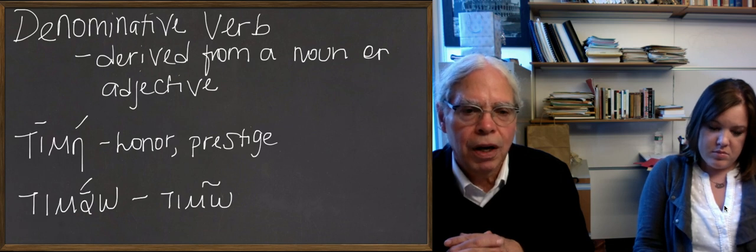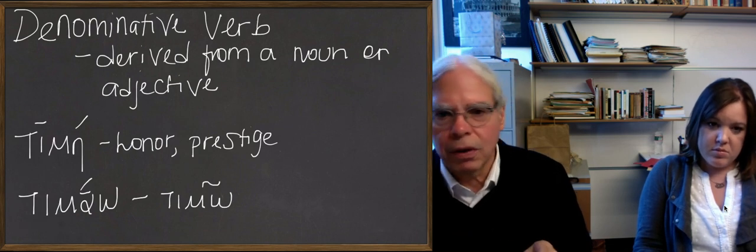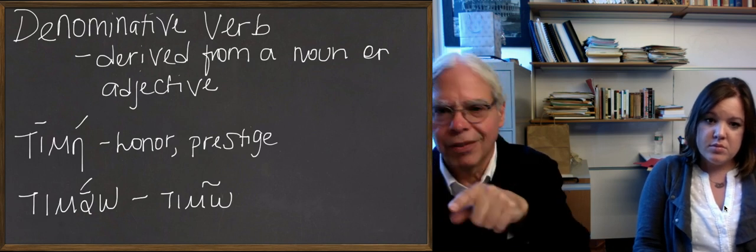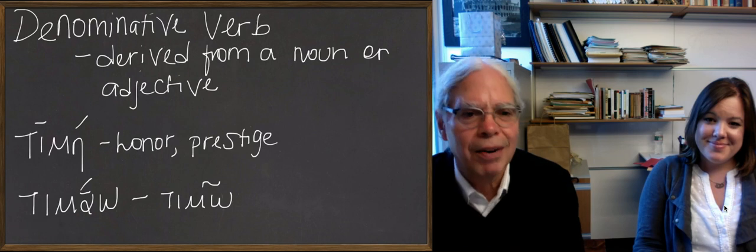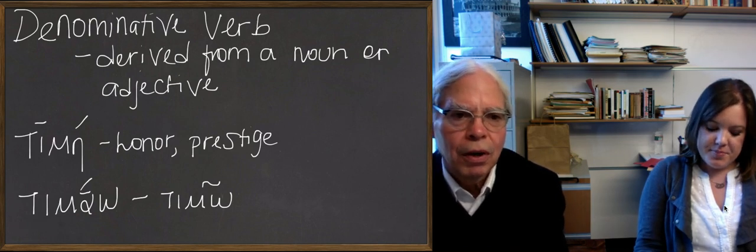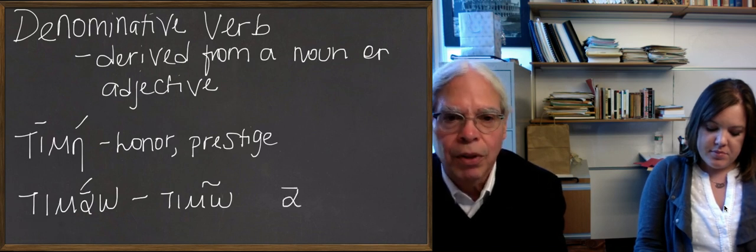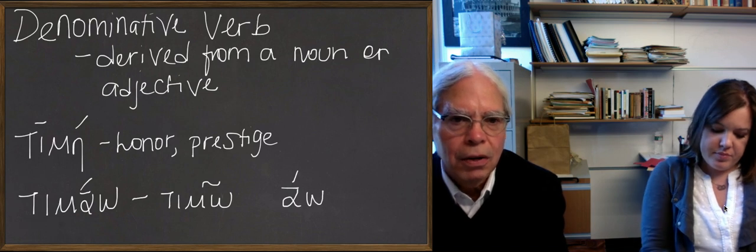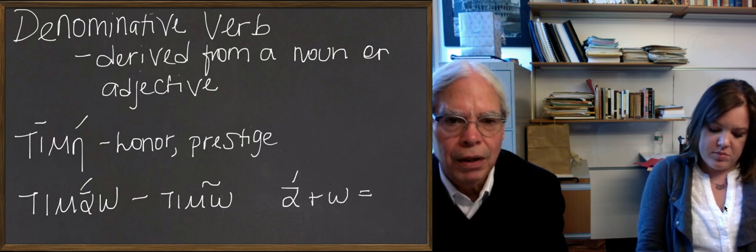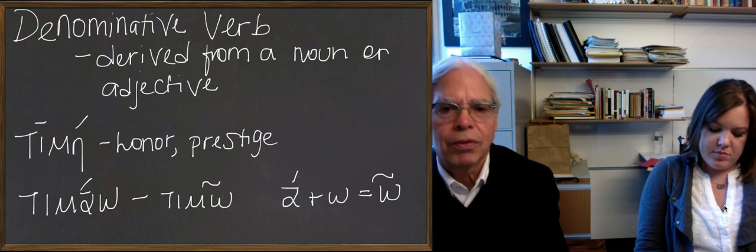Maybe you can see why I have a circumflex, because remember in the circumflex the pitch rises and falls. So there was an acute on the alpha when it coalesced with the omega, on which the pitch fell, right? Remember the pitch falls on the syllable after the omega. You get a rising and a falling tone on the combination. So alpha plus omega gives you omega with the circumflex.